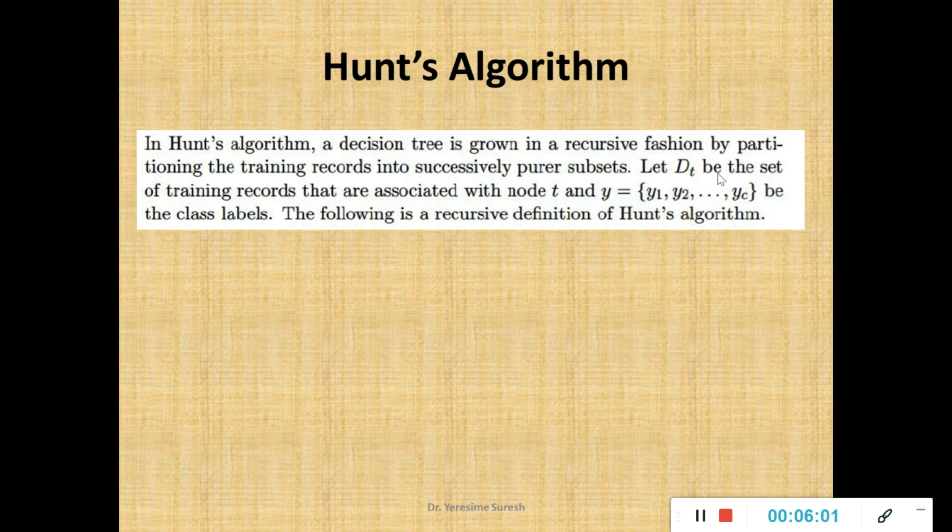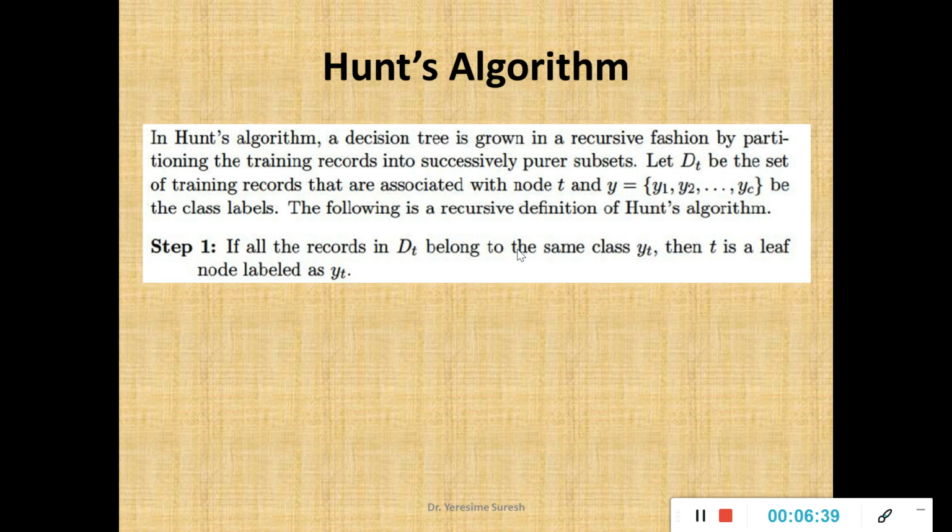Now let Dt be the notation used to represent the set of training records associated with node t. That means all the instances in your training data set associated with node t will be denoted by the term Dt. And y will be the class label or the target function. We saw in the example that we had 10 instances with some class labels. For all those instances associated with Dt, y1, y2 up to yc will represent the class labels. There are two steps in Hunt's algorithm that have to be applied recursively. We'll see them one by one.